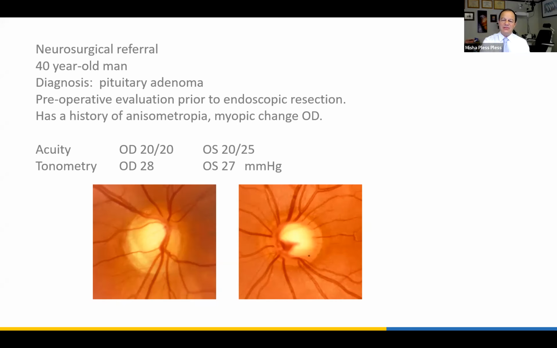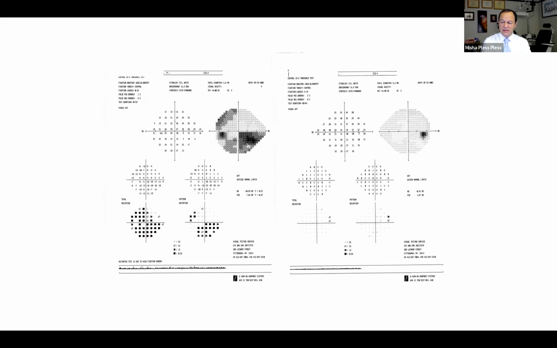The patient has a history of anisometropia. What is that? It is when one eye has a different refraction than the other. Let's say one eye is hyperopic, the other one is myopic. So here the right eye is myopic. You can see it's a tilted, slightly dysmorphic optic nerve with peripapillary atrophy, and the left optic nerve is highly cupped. Visual acuity in the right is 20/20, in the left eye is 20/25, and the pressures are high in both eyes.